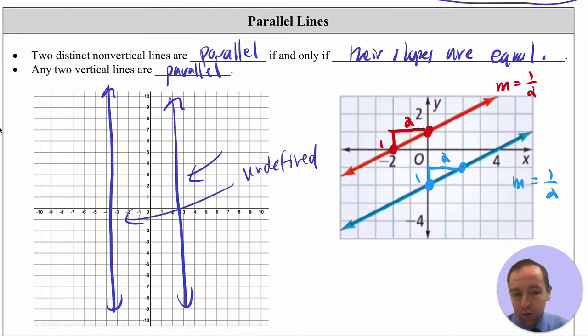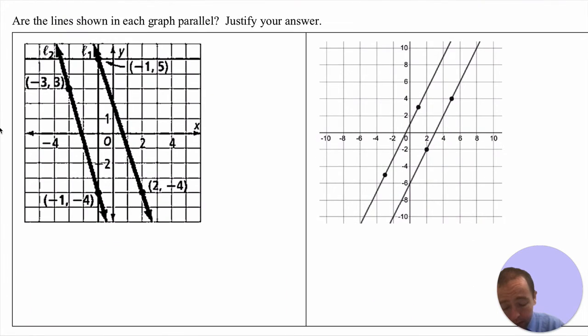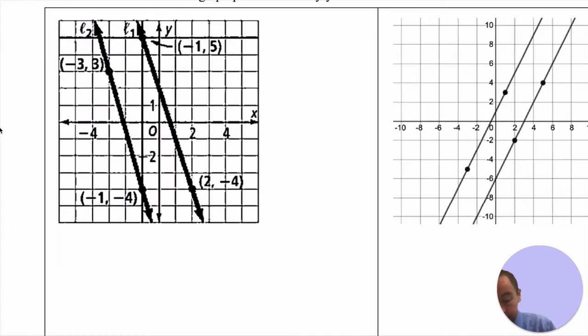But really you can just think more simply, of course, that any lines with the same slopes, as long as they're not the same line as each other, are going to be parallel. So in this example, we're just asked, are the lines shown in each graph parallel, and justify your answer. So you can't just say yes or no, they are parallel, and you can't just go off the looks. You have to prove that, and you can prove that just by showing their slopes are the same.